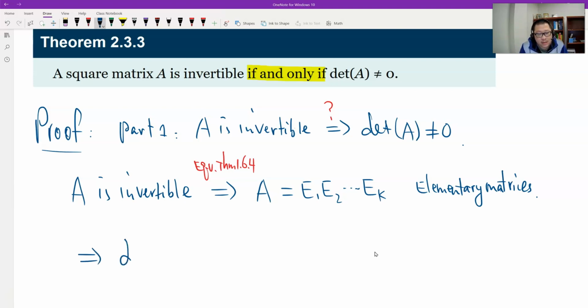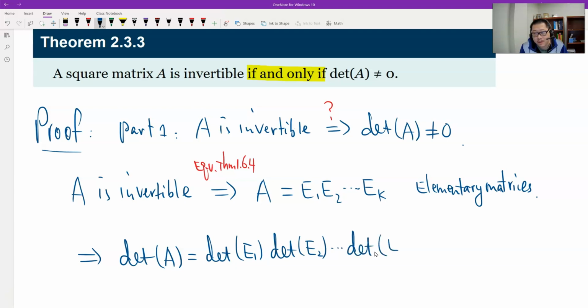So easily we can calculate that the determinant of A is the determinant of E1 times the determinant of E2, and so on, times the determinant of the last matrix. We just proved this in Lemma 2.3.2, a generalized version of this lemma: the determinant of a product breaks down into the product of determinants. And this way, the determinant is definitely not 0, because each one is not 0. Each elementary matrix's determinant is not 0. Therefore, the product is not 0. Great, so the first part is true.